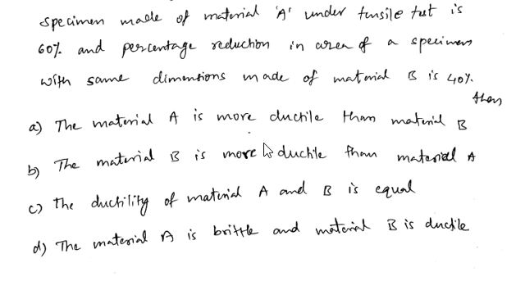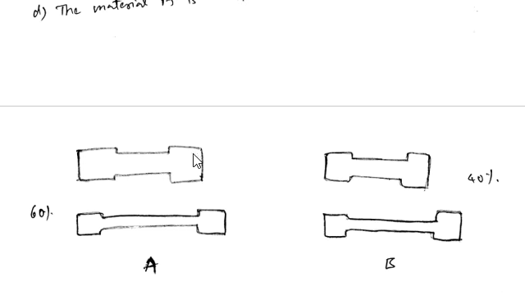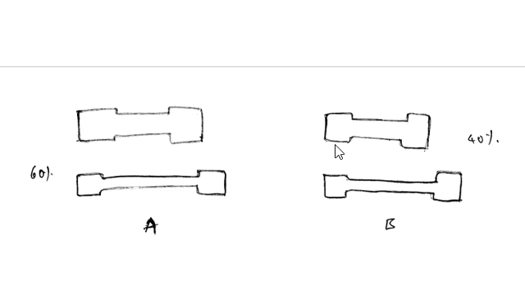The question asks what we can say from this data. Option A: material A is more ductile than material B. Option B: material B is more ductile than material A. Option C: the ductility of materials A and B is equal. Option D: material A is brittle and material B is ductile. The two specimens have the same initial dimensions but different materials, and in the tensile test the percentage reduction in area of one specimen is 60% and of the other is 40%.